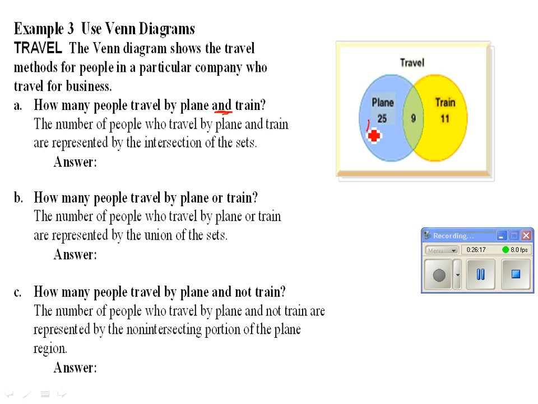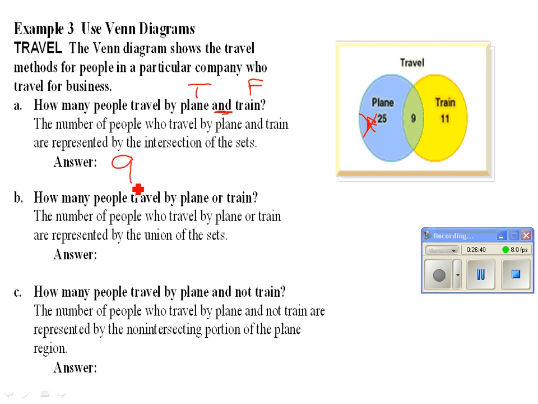So Fred over here, he just travels by plane. So it's true for him there, but does he travel by train? True with the word and then a false. What's that tell you about the whole statement? It's false. So Fred doesn't fit into this category.